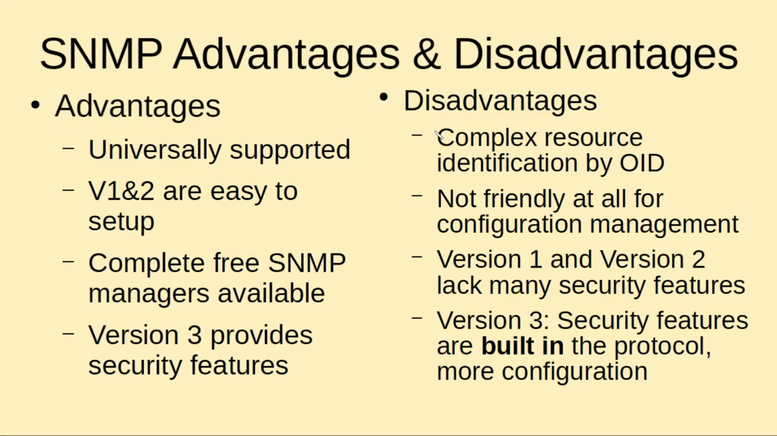Now let's talk about the most evident disadvantages of SNMP. For instance, working with object IDs is rather complex if we compare these with more recent tools that we have available that allow us to work with XML or JSON in order to identify resources. We can see that working with object IDs is rather cumbersome.